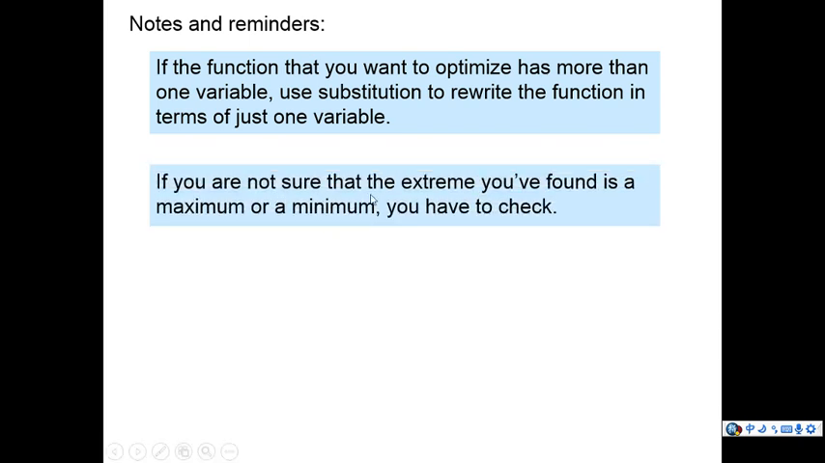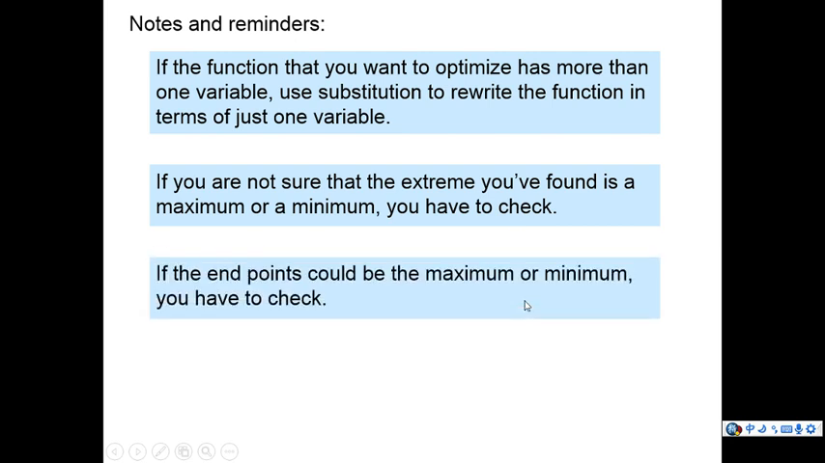And if you're not sure whether the extreme you found is a maximum or minimum, you can always check that, or you can use the first derivative line test. And if the endpoint could be the maximum or the minimum, then you have to check.